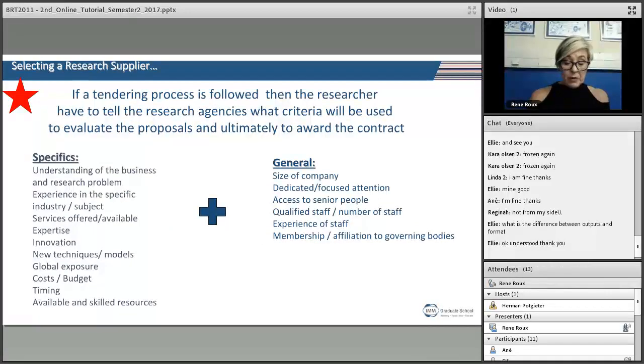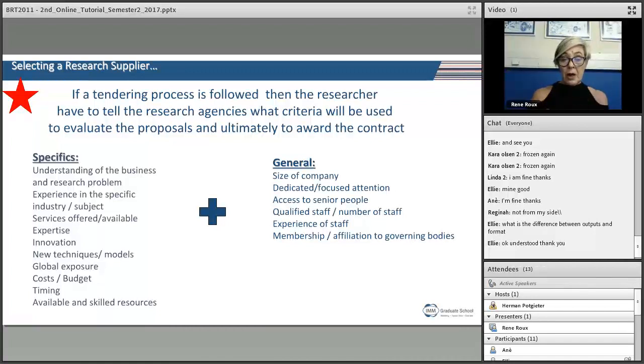Now, quite often when you write a briefing document, you end up briefing more than one research agency. And when you get your proposal, remember I said you must tell them how you are going to select a research agency, especially when you have more than one. You have to be very, very clear to them in terms of how you're going to evaluate the proposals and ultimately why you're going to give a certain agency the contract.